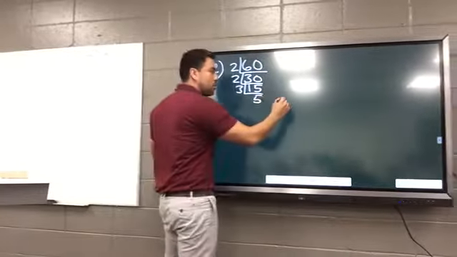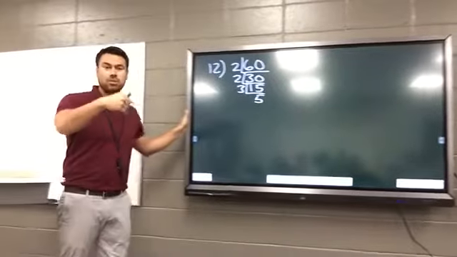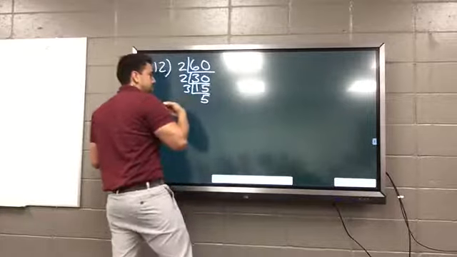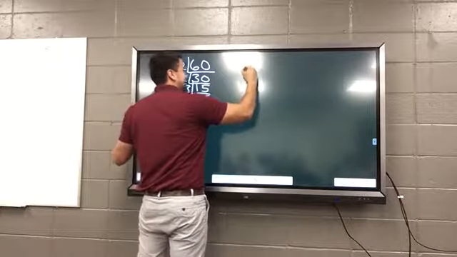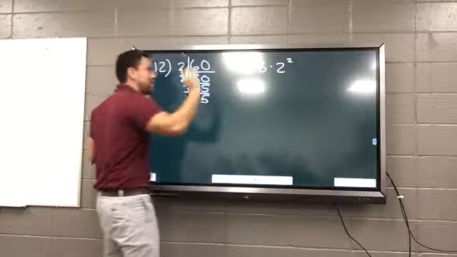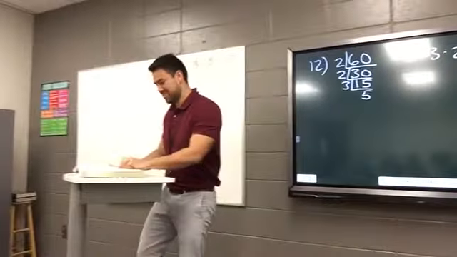Okay, so what's your prime factorization using exponents if you did it? Yep, Benson? 5 times 3 times 2. Okay, you did 5 times 3 times 2 to the second. Yep, or you could do 2 to the second, 3, 5. Yes, sir.